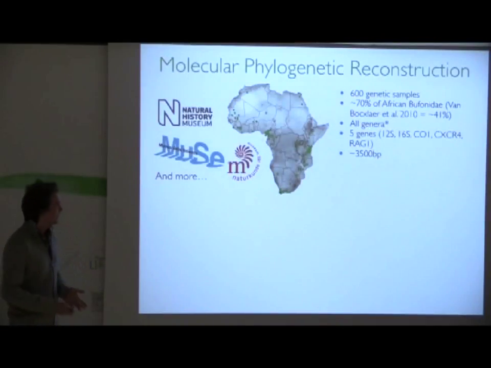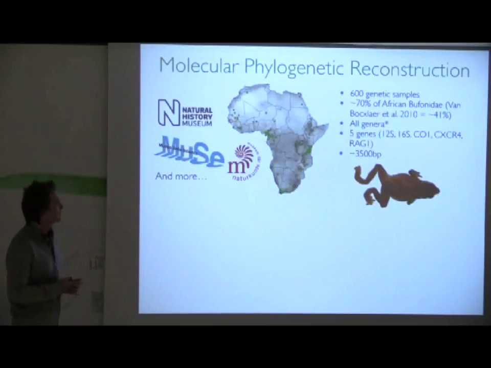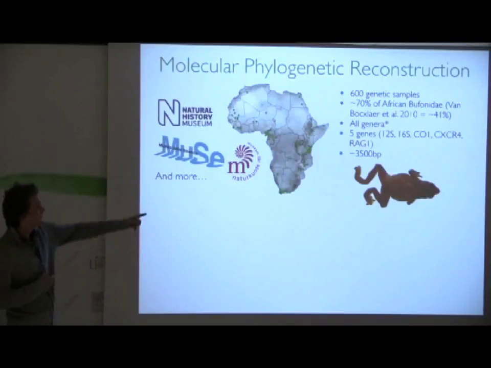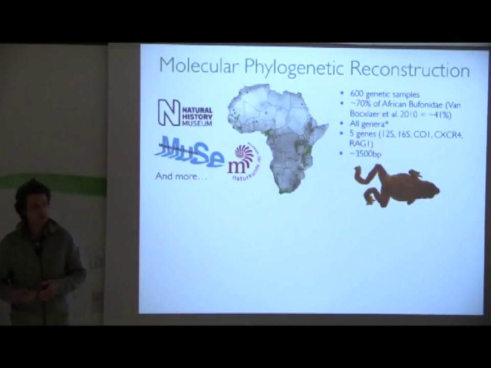So with that sampling effort, we managed to get about 70% of all African species represented in our phylogeny. That's 30% more than any previous published tree. We had representatives of every genera. I put an asterisk there because we failed to get tissues, or at least to amplify any sequence data, from this guy. It's a monotypic genus, Laurentophryne, from the Democratic Republic of Congo, and it's not actually been seen in something like 50 years. So fair enough, I guess.